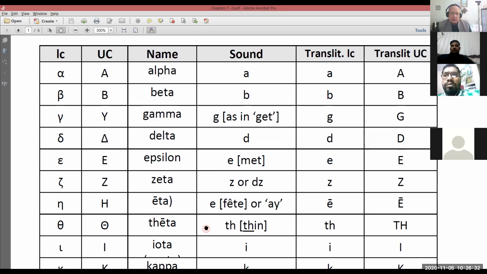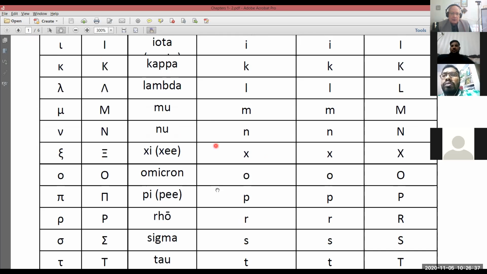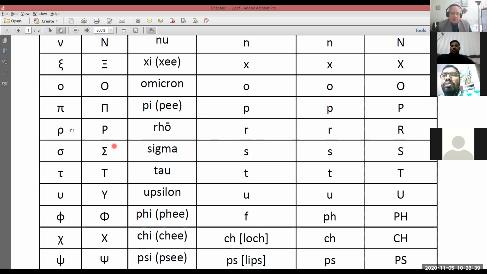The third page is this chart right out of the book. This is also out of the textbook. It lists the letters, lowercase, uppercase, the name, the sound in English, the letter that we use to transliterate the uppercase, the lowercase, and the uppercase in English. So rho, uppercase rho, written R-H-O, rho, sound R.